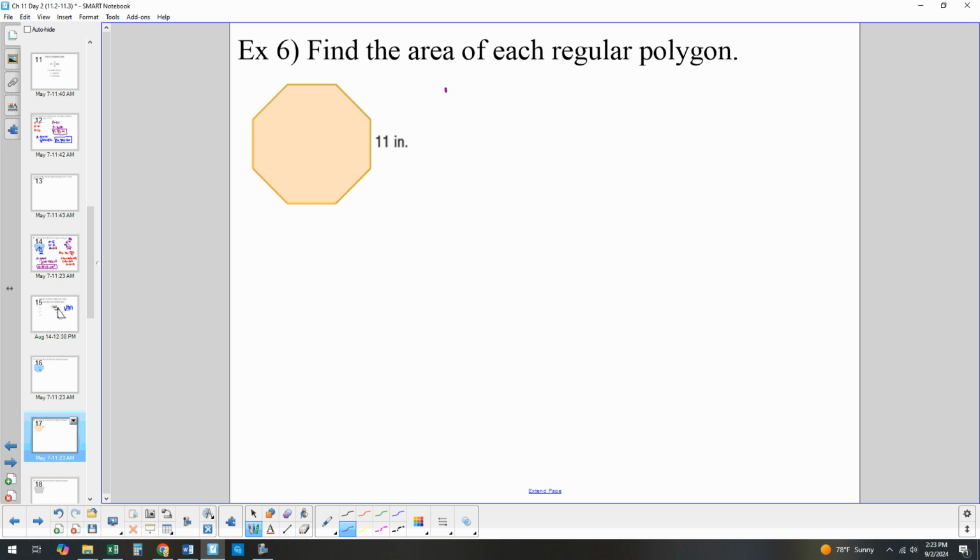So let's set up our n equals, a equals, s equals. There's 1, 2, 3, 4, 5, 6, 7, 8 sides. And this 11 is on the outside. It's one of my sides. So I'm going to put 11 for s. And like I said, we're going to start with a right triangle every time.